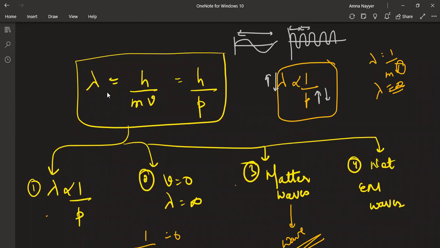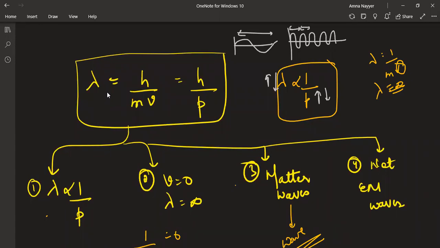Third point says that these are matter waves. These are known as matter waves. Why are these known as matter waves? Because particles do not have any charge, need not have any value of charge. That's why we say matter waves, or it depicts its wave characteristics.